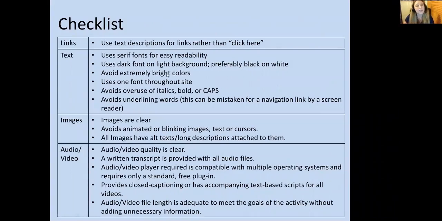I found a great checklist, and I have a link to it, and this gives you another idea of what we're looking for, such as using text descriptions rather than links. Again, these are things that I just pointed out in the previous slide.